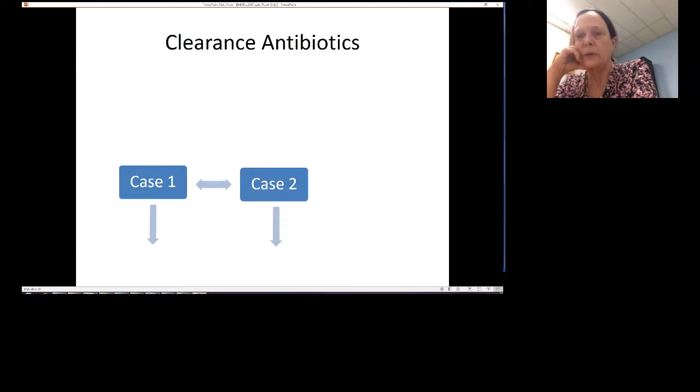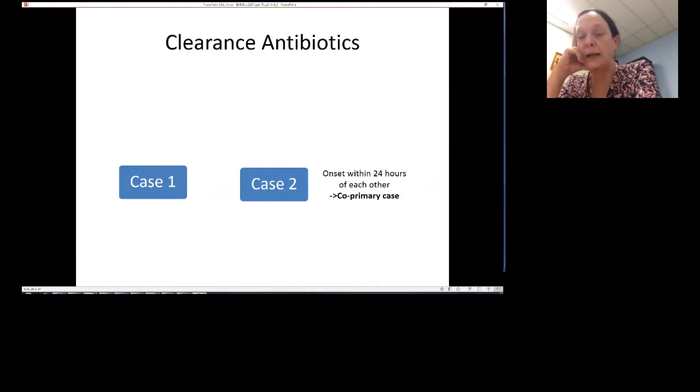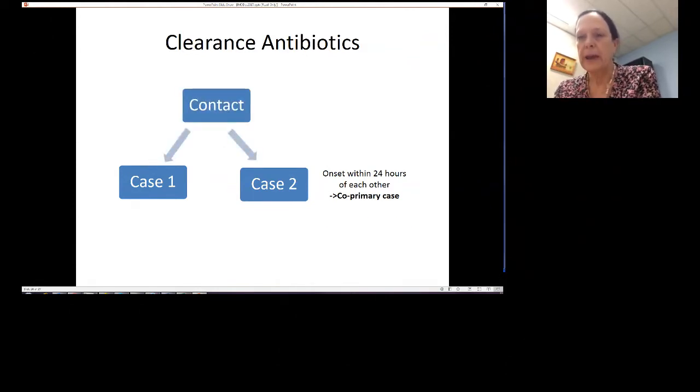So the response here. We've got 2 cases of meningococcal disease within 24 hours of each other. So those are classified as co-primary cases, which is an important distinction in actually counting the cases and determining the response in the childcare centre. If they had been onset more than 24 hours apart, one would have been counted as a secondary case. So we know that it's highly likely that the source of these 2 infants' infection was at the childcare centre, one of their close contacts.